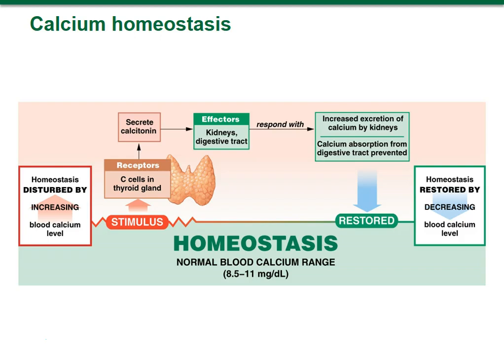Okay, so this shows the homeostatic mechanism. If we have increasing levels of blood calcium, the C cells are the receptors, and they note that there's this increase in calcium. They will secrete calcitonin, which has an effect at the kidneys and the digestive tract. They respond by increasing excretion of the calcium at the kidneys, and the calcium absorption from the digestive tract is then prevented. So both your kidneys and your digestive tract respond to calcitonin, and your blood calcium levels go down.